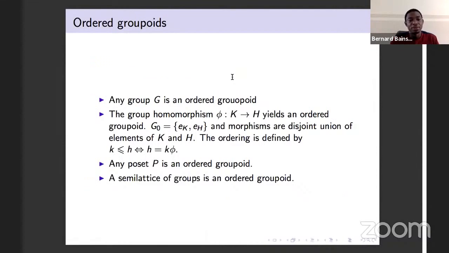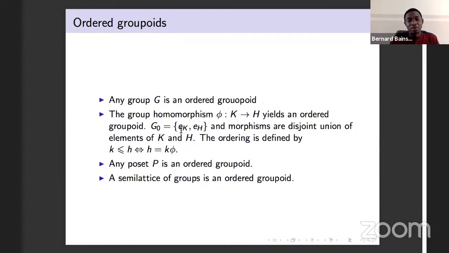Apart from that, we can also say that any partially ordered set, poset P, can also be considered as an ordered groupoid. So the ordering is coming from the partial order within your poset. If you have a group homomorphism from a group K into a group H, then we can get an ordered groupoid from this structure. The objects in this case will be the identities in K and in H, and then the morphisms are the disjoint union of morphisms within K and H.